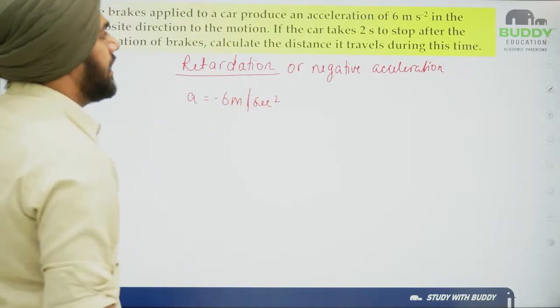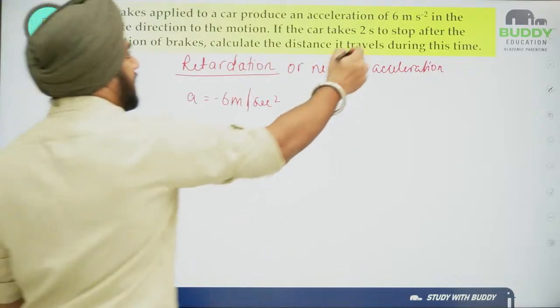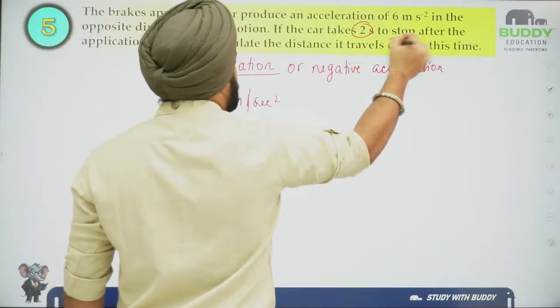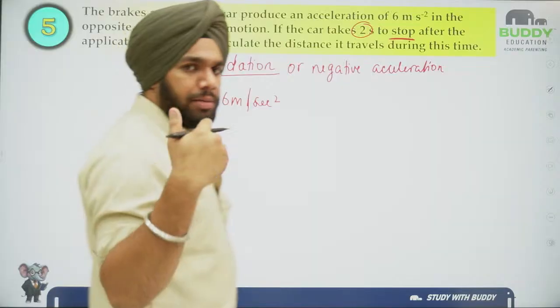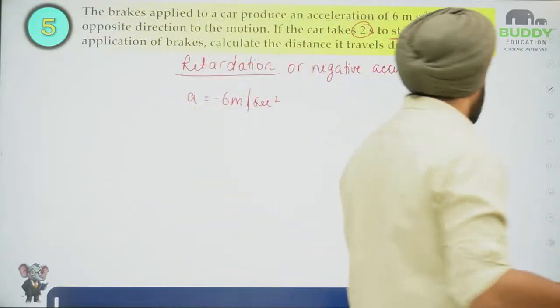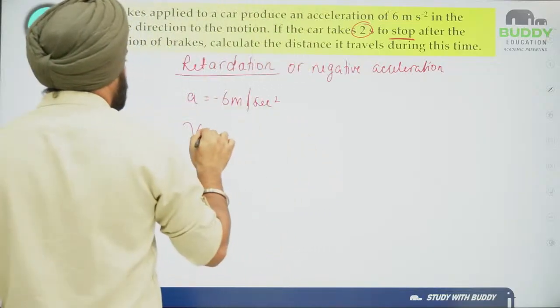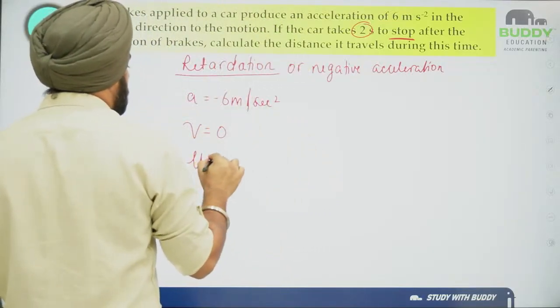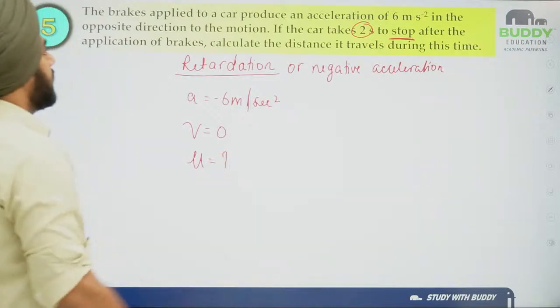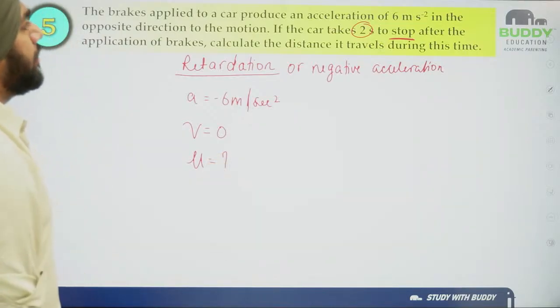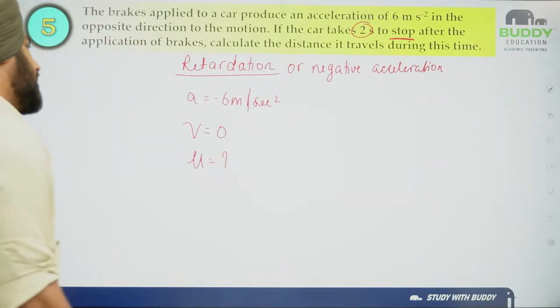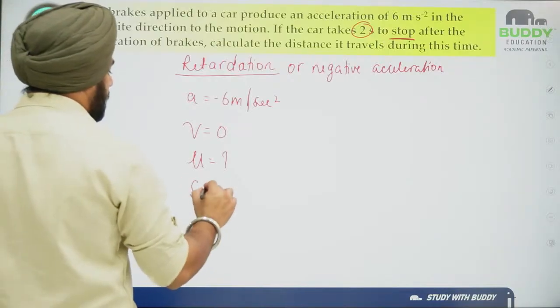Now if the car takes 2 seconds, see, finally it is stopping. So if it is stopping, that means it was initially moving, but eventually it is stopping. That means the final velocity is 0. And there was some initial velocity which we don't know, obviously, right? So calculate the distance it traveled during the time. So we have to find out the distance.